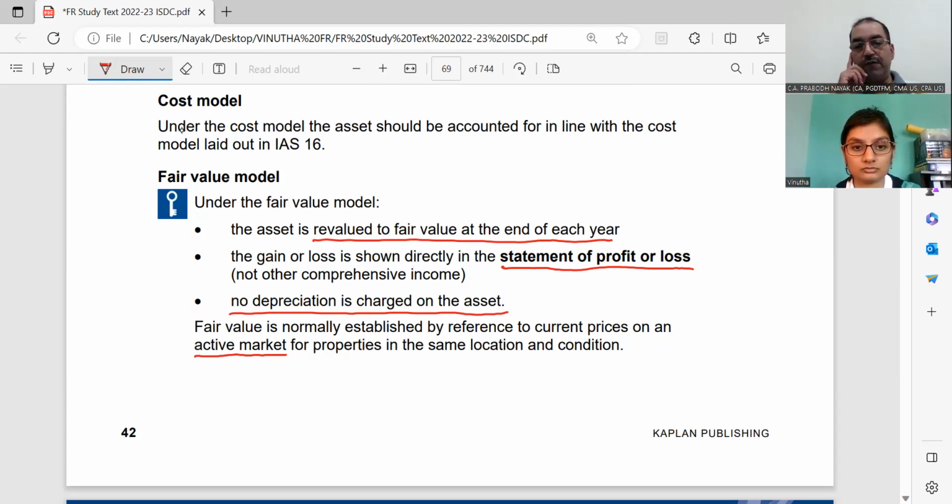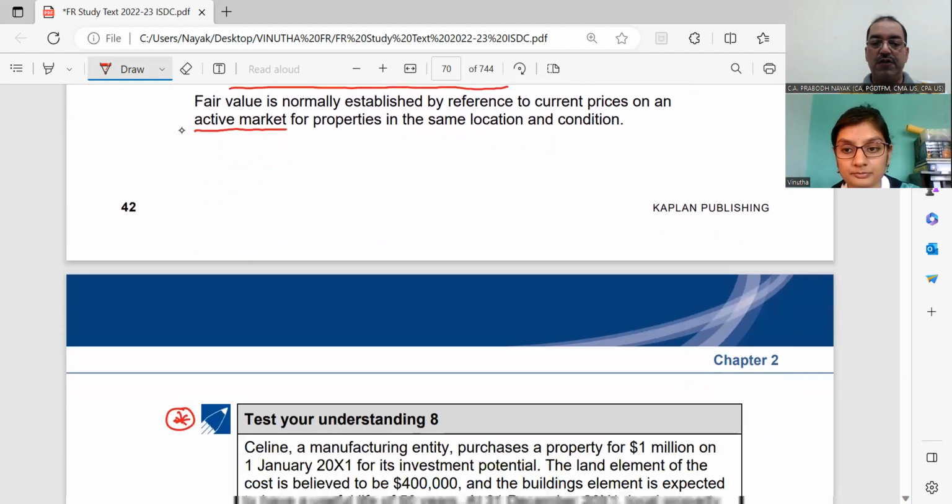Second, the gain or loss is shown directly in the SOPL and not in the OCI. So if it is IAS 16, you show it under OCI. If it is IAS 40, you show it under SOPL. So remember the difference when it comes in the examination. And no depreciation is charged on the asset. If it is fair value model, you don't depreciate the asset. Only if it is cost model, you will depreciate the asset. Fair value is normally established by reference to current prices on an active market for properties in the same location and condition.